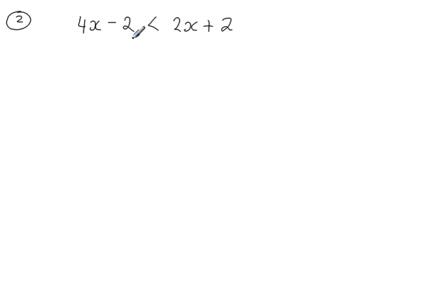Adding 2 to both sides to get rid of the minus 2 here, so 4x is less than 2x plus 4. Subtract 2x from each side. 2x is less than 4, dividing by 2, x is less than 2. So what does this actually mean, that x is less than 2 and that's a solution for this inequality here? Well, let's have a look at this graphically.